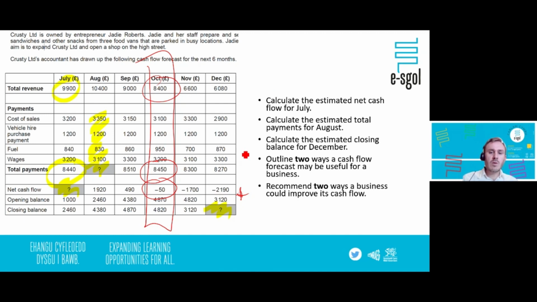Outline 2 ways in which it would be useful. Tell me about different stakeholders. Recommend 2 ways of which a business could improve its cash flow: increase its selling price, increase marketing, reduce its payments. So you've got different things again that you can talk about that can help you to answer this question.